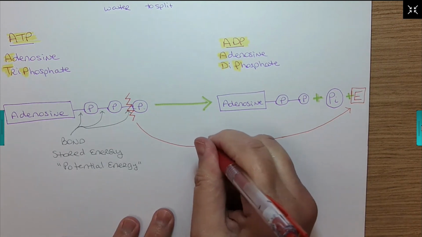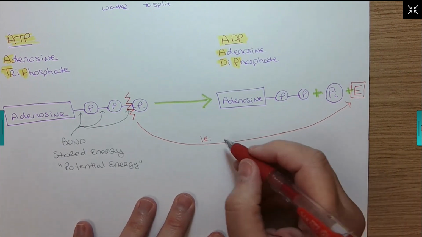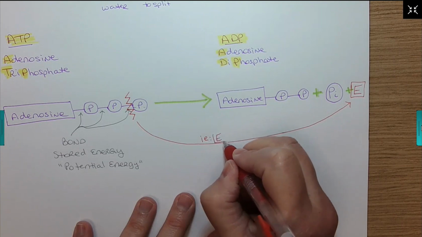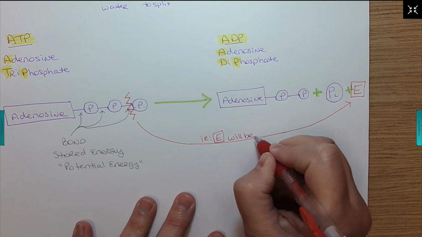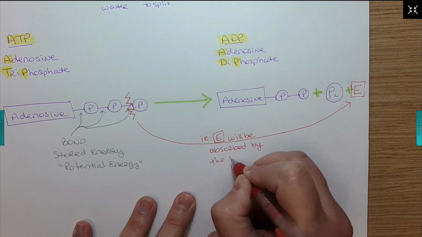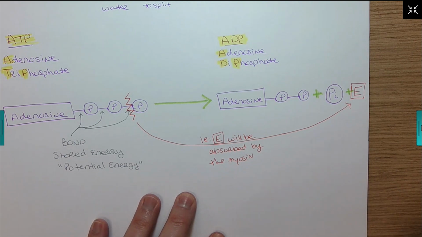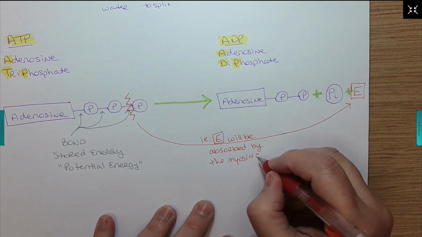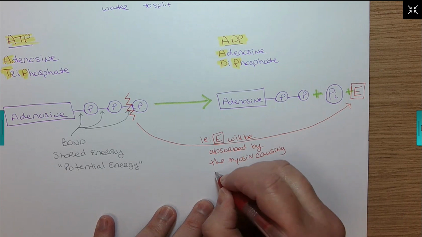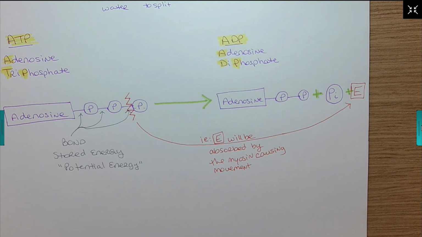Now, for example, in our myosin head situation, that energy will be absorbed by the myosin head, because energy can't be created or destroyed either. It can't just disappear. It has to go somewhere. So it's going to absorb into the myosin head, causing movement. So it's going to cause that myosin head to move. That's what that energy is going to do when it gets absorbed into the head.